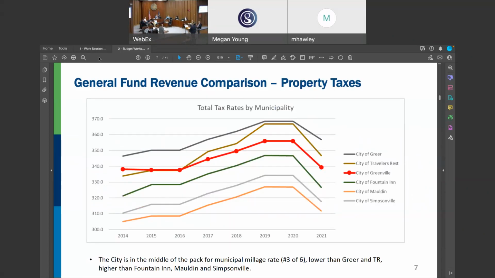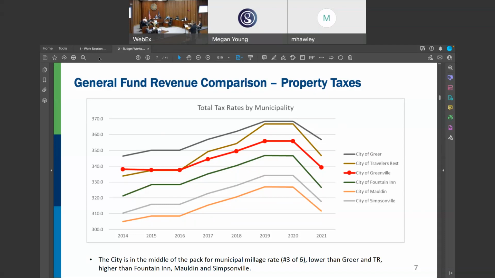So property tax is our most significant single source of general fund revenue. Thanks, Mike. And so this slide shows a comparison of the city's tax rates with the other municipalities in Greenville County. You can see two key things here. One, we have been and continue to be in the middle of the pack, we're number 3 out of 6. We have some jurisdictions that are higher and several that are lower.